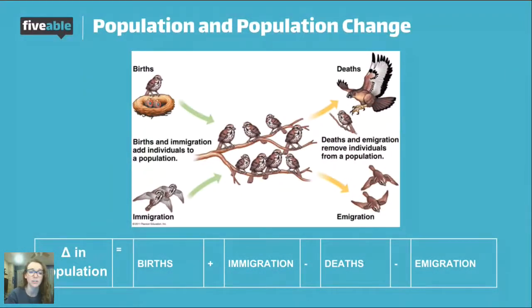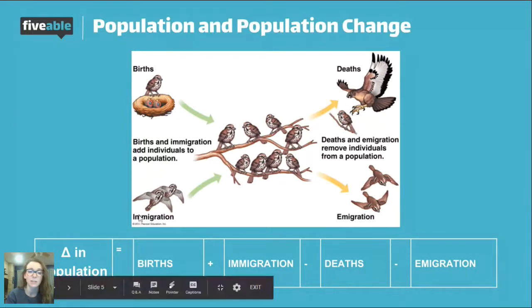So we can determine change in a population at a very basic level just by adding up the number of births and immigration and subtracting the number of deaths and emigration. So I'm going to show you really quick, before we jump into a bunch of problems, population collapse.